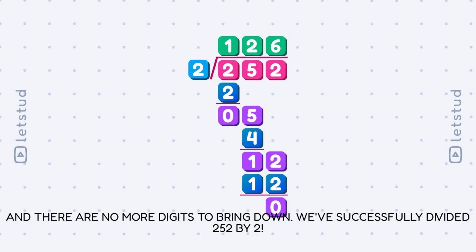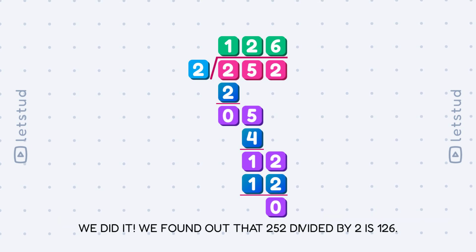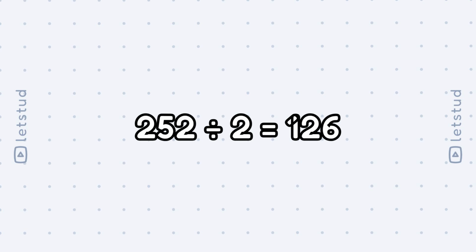We've successfully divided 252 by 2. We did it! We found out that 252 divided by 2 is 126. Great job, everyone! We learned how to tackle long division step by step. Remember, even big numbers can be divided with a little patience and practice.